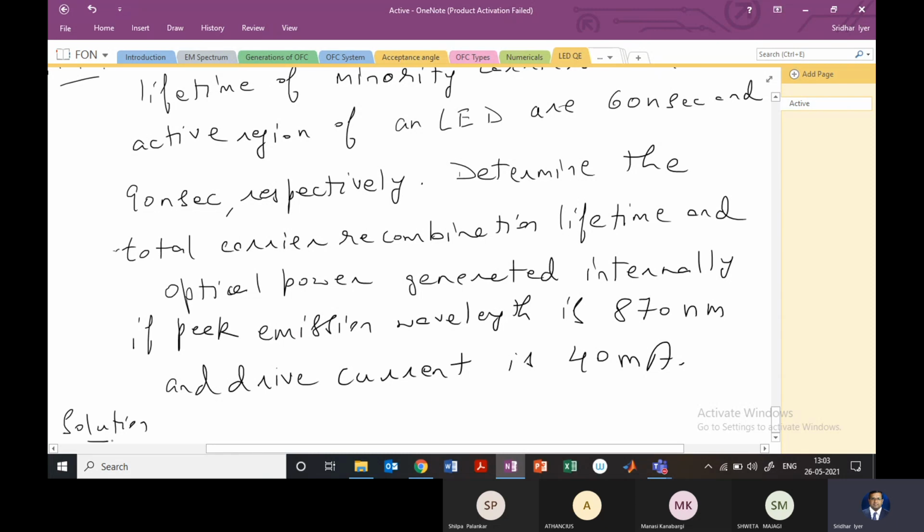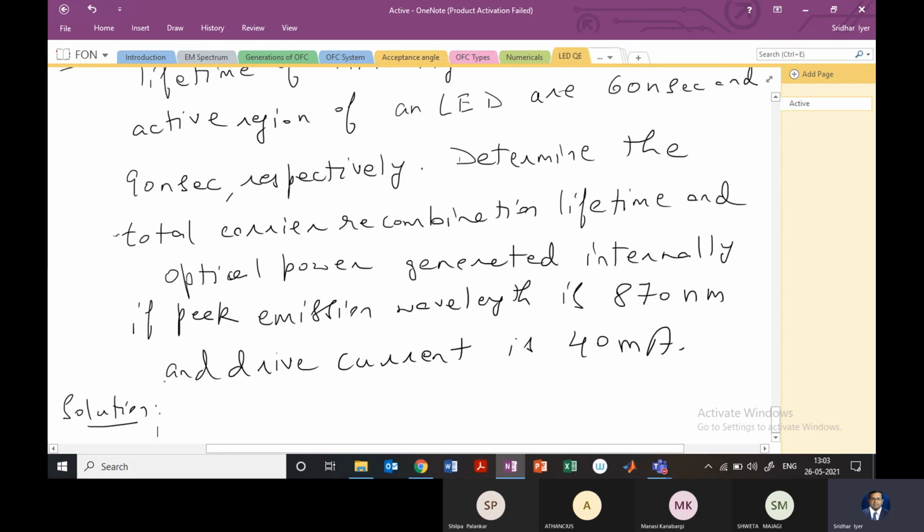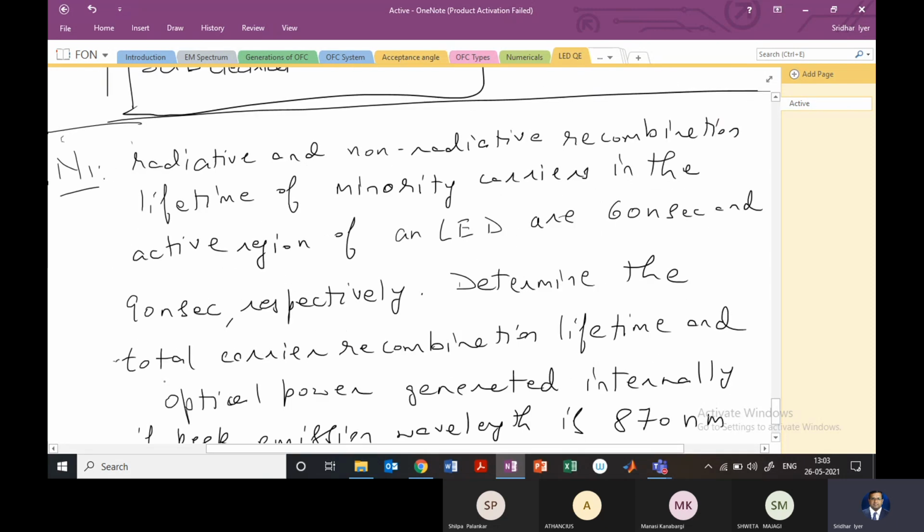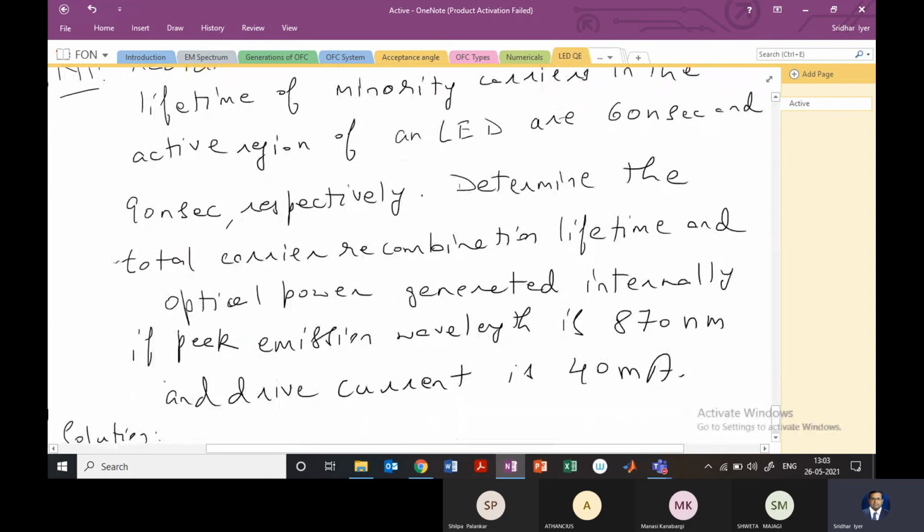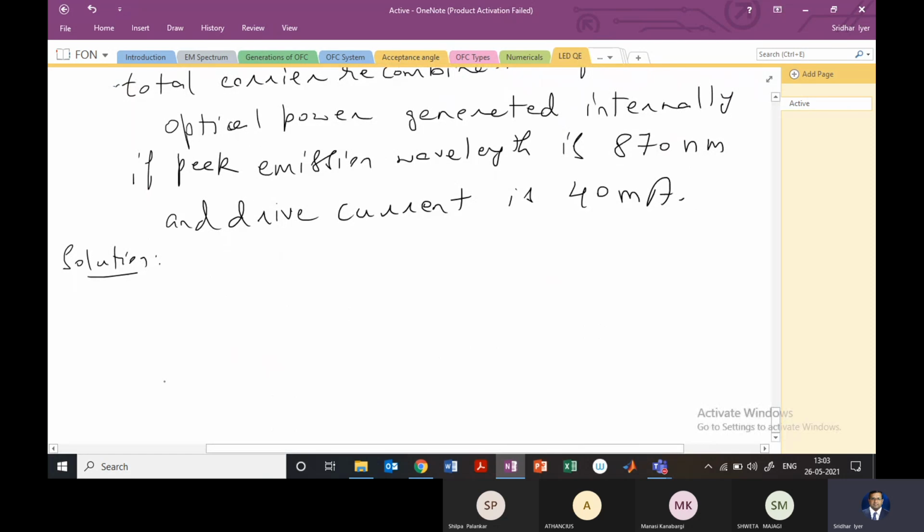Okay. So it's a long question. Let's see what are the parameters which are given and what is it that we need to find. Right. So from the first statement, it says radiative and non-radiative recombination lifetime of the carriers in the active region is 60 and 90 nanoseconds. That means we are given the lifetime and we have defined lifetime as tau. So radiative carriers lifetime is given to us. Non-radiative lifetime is also given to us, and that is nothing but radiative is 60 nanoseconds and non-radiative is 90 nanoseconds. Okay. Then it says determine the total carrier recombination lifetime.